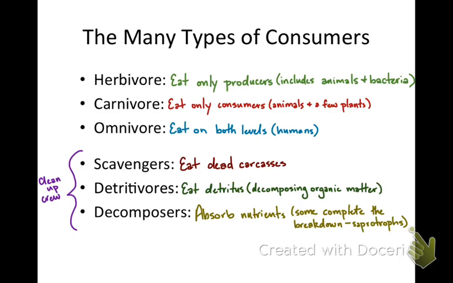There's a special category of decomposers called saprotrophs or saprophytes that are really, really good at breaking down the organic matter that nothing else can really break down, and so they complete that breakdown back into the inorganic components.